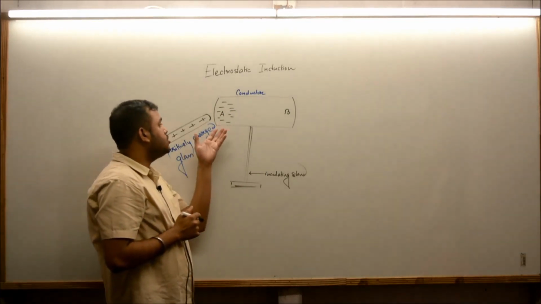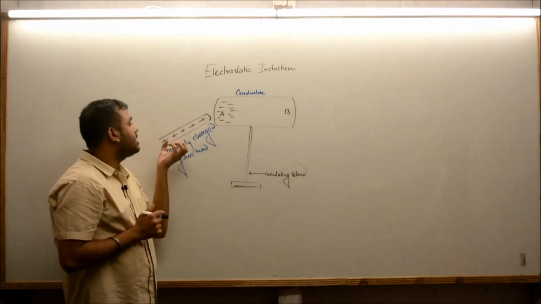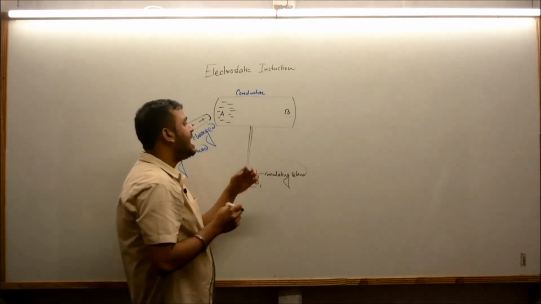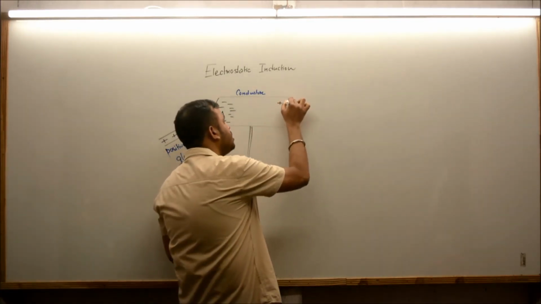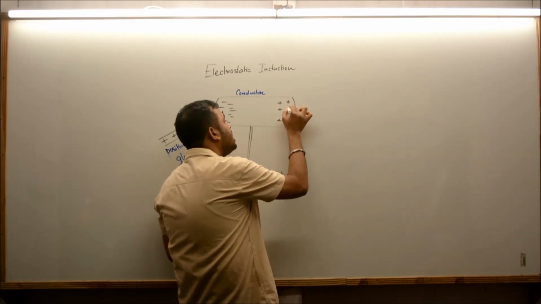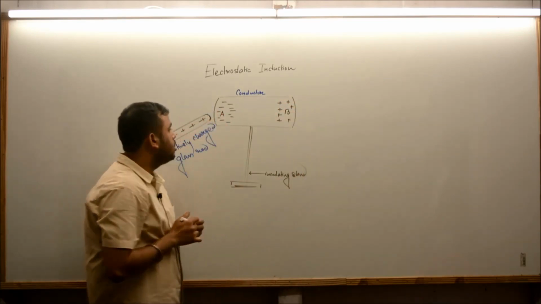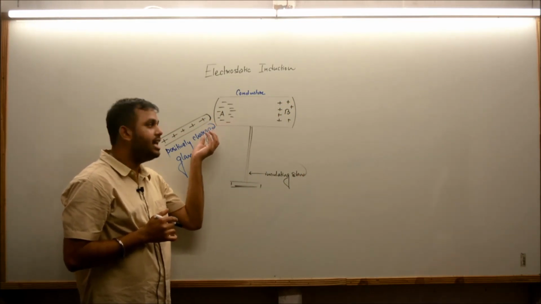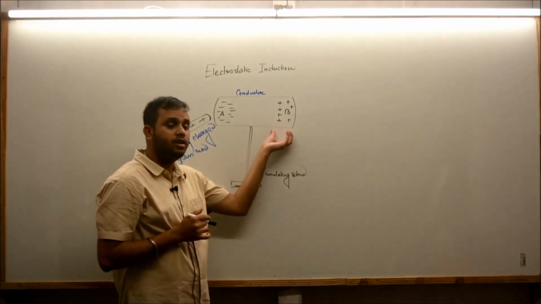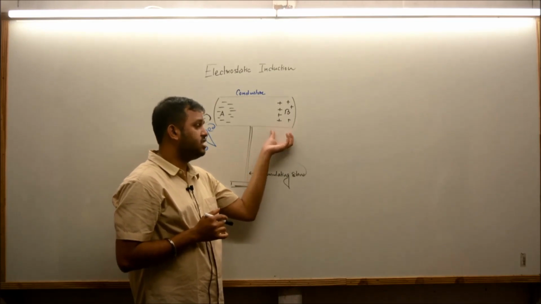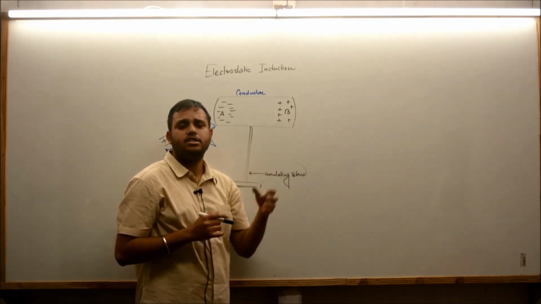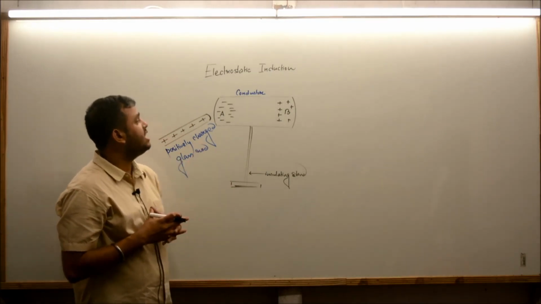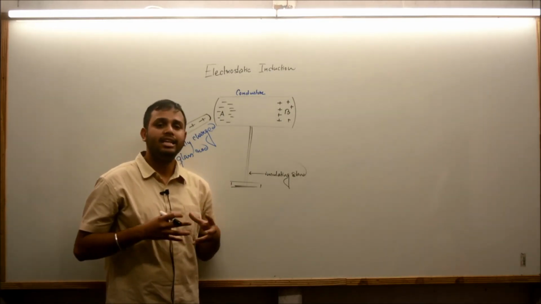And why did the free electrons come here? Because of the attractive pull due to the positively charged glass rod. And this end becomes positively charged due to deficiency of free electrons. So this end appears negative due to excess accumulation of free electrons, and this end appears positive because of the deficiency of free electrons. Now this is an electrification which is called temporary electrification.